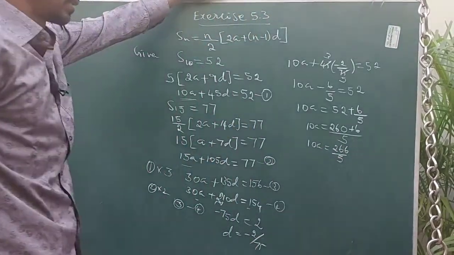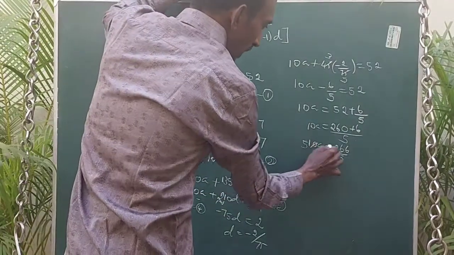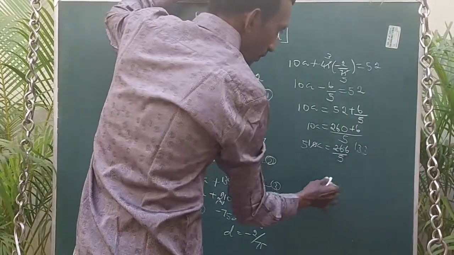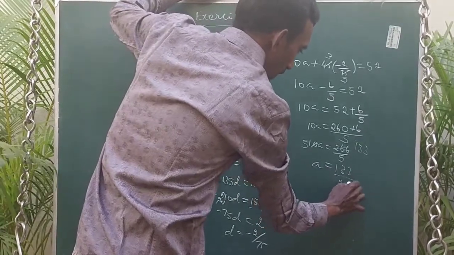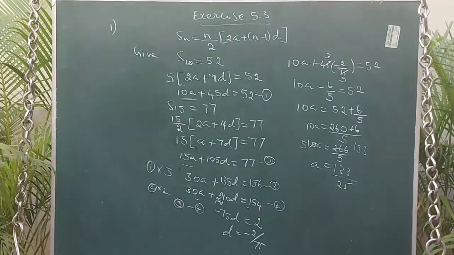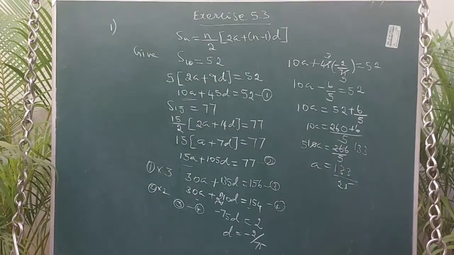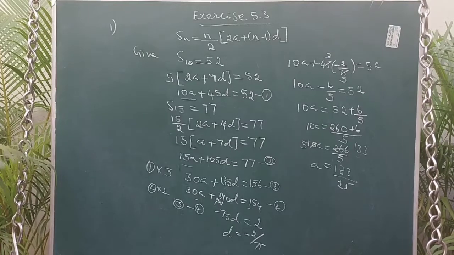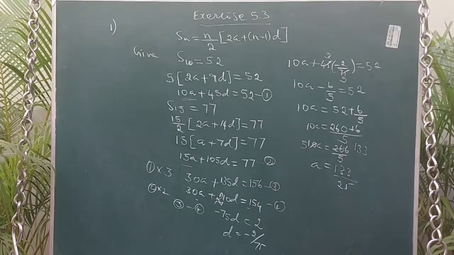I think we can cancel by 2. So here 5 times, here 133. So a equal to 133 by 25, 5 into 5 is 25. So we get d equal to minus 2 by 75 and a equal to 133 by 25. So now our aim is to find out S20. Simply put the values in the above formula.